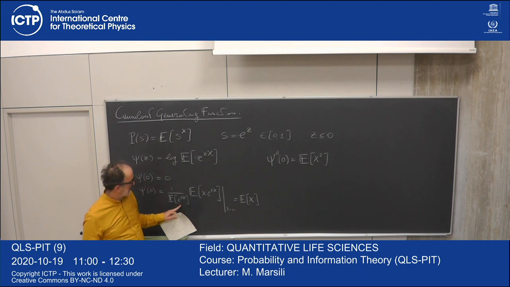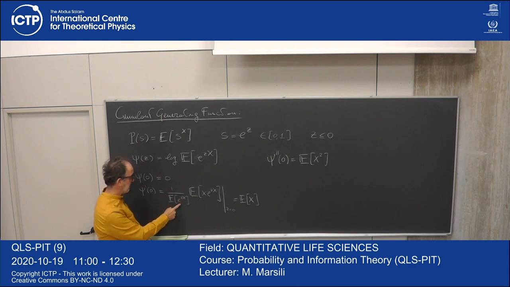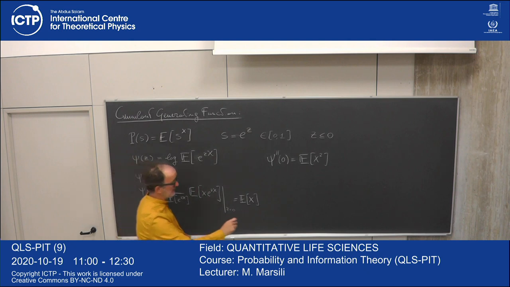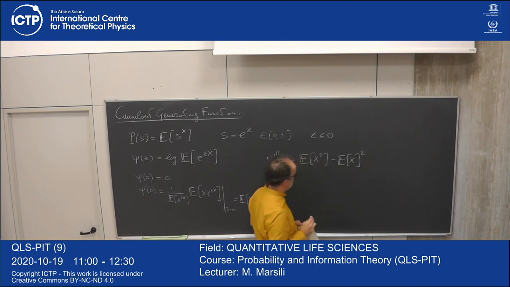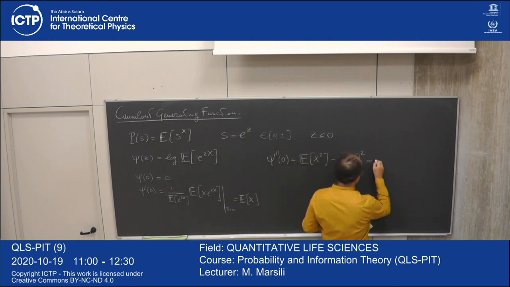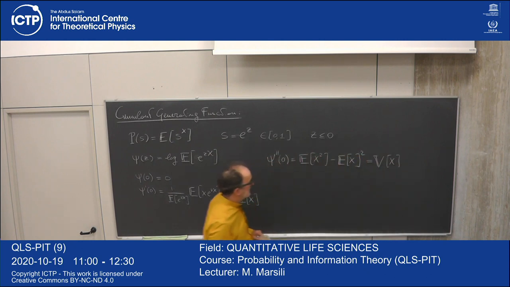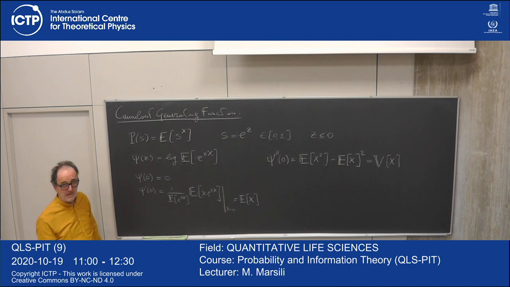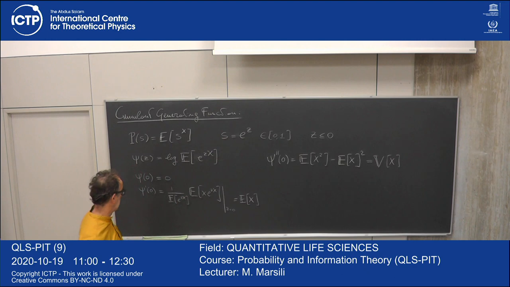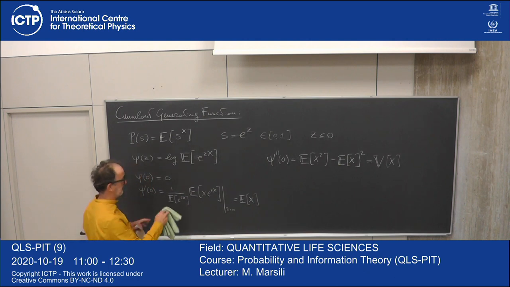But then you also have a term that comes from taking the derivative with respect to the prefactor. This gives you 1 over the expected value of e to the zx squared, and another factor like this. So this is exactly the expected value of x, squared. And you recognize that this is then just the variance of x. So if you use a cumulant generating function, computing the variance is much simpler. It's just a second derivative.